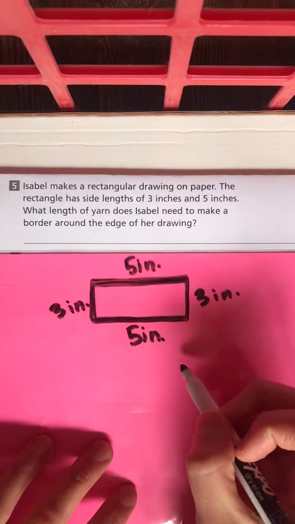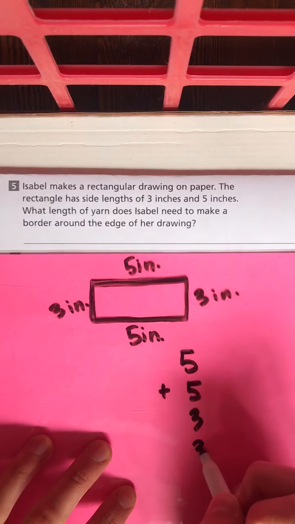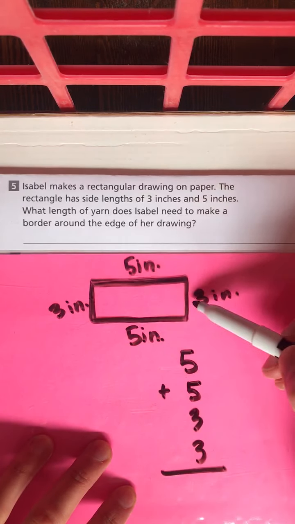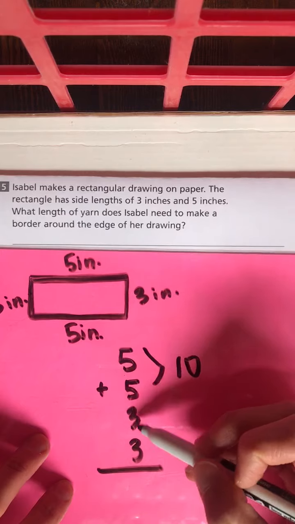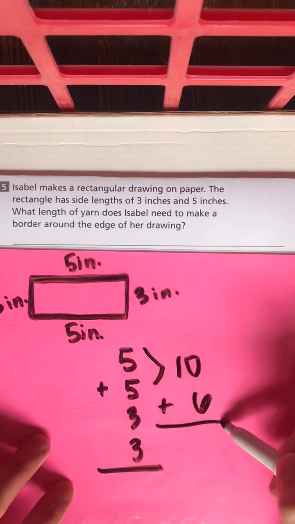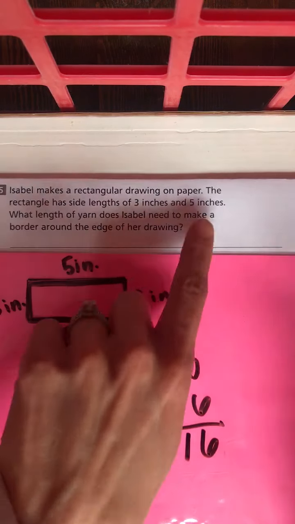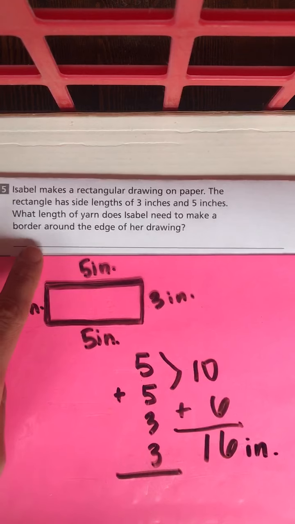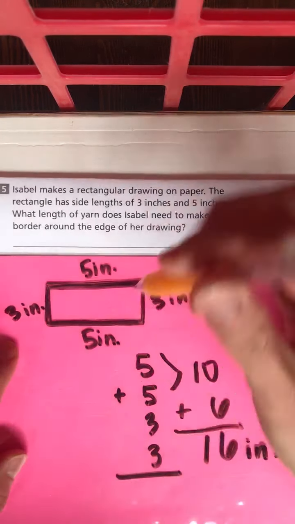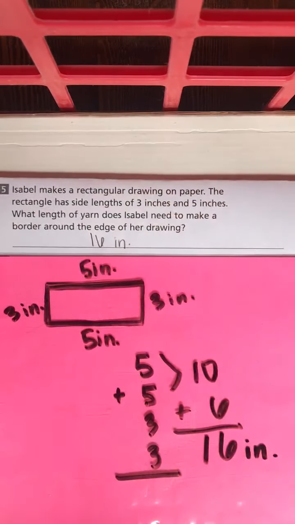Okay, friends, great job. So you should have added up each of your sides, right? 5 plus 5 plus 3 plus 3. Quick math over here, 5 and 5 is 10, and 3 and 3 is 6, and 10 and 6 more is, very good, 16. And don't forget your label, inches, right? So on your line, you would write 16 inches. IN for inches is fine.